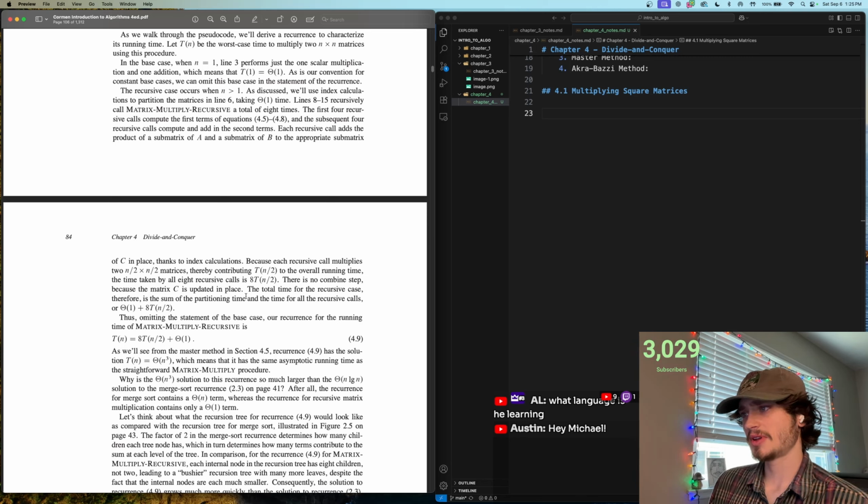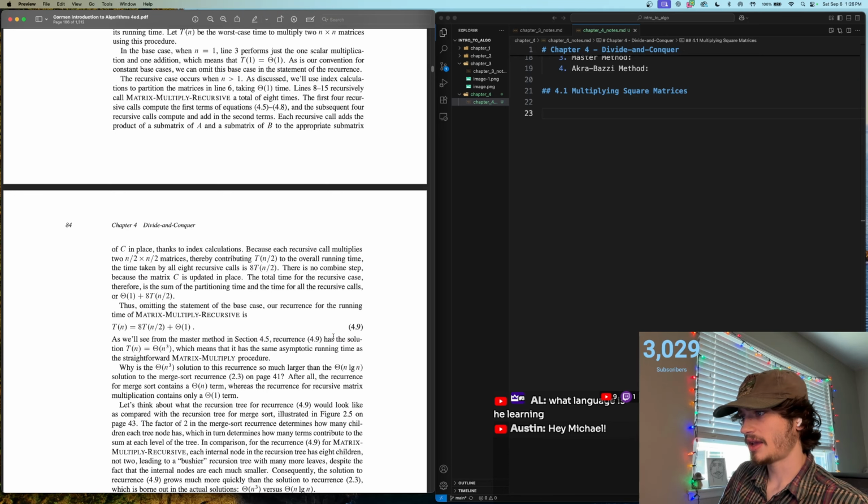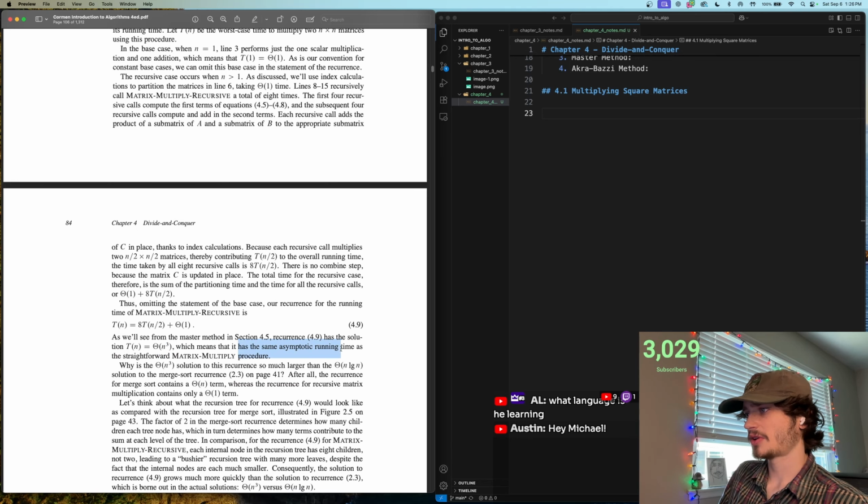Thus, omitting the statement of the recursive base case, a recurrence for the running time of matrix multiply recursive is T of n equals 8 T of n over 2 plus Theta of 1. As we'll see from the master method in section 4.5, recurrence 4.9 has the solution T of n equals Theta of n cubed, which means that it has the same asymptotic running time as the straightforward matrix multiply procedure.